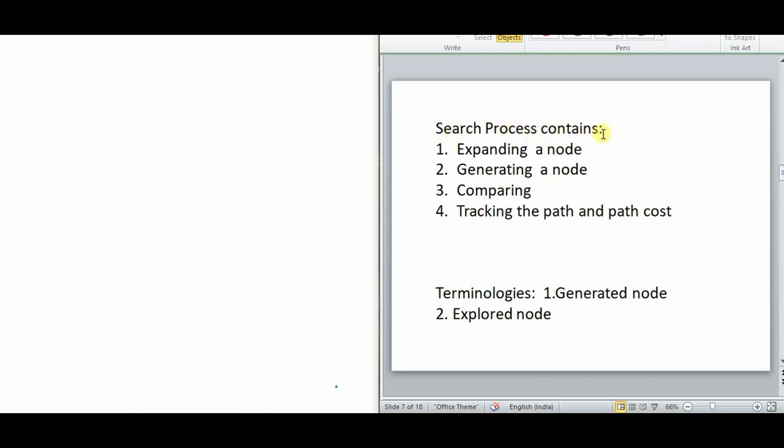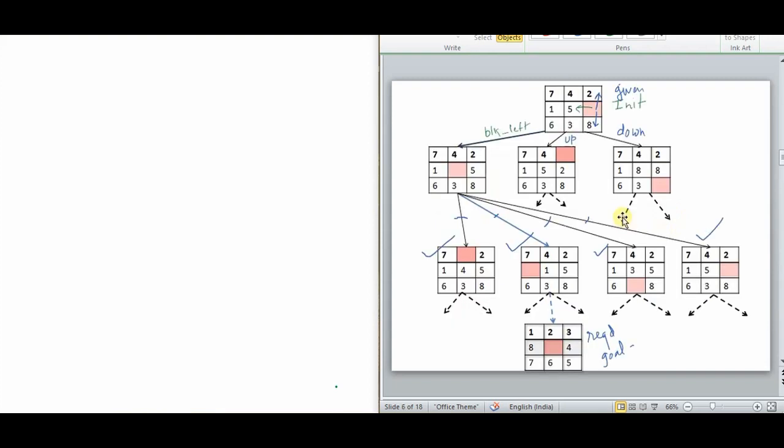Search process contains expanding a node, generating a node, comparing, tracking the path and path cost. Now basically from the initial state you have to reach the goal state. That means this is basically a searching. You can imagine that this is a graph, and in the graph you have to traverse from one initial node to the final node. What is important is, if there are multiple paths that take you to the final node, your aim is to select the best path or the optimal path.